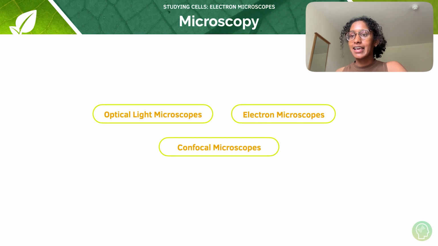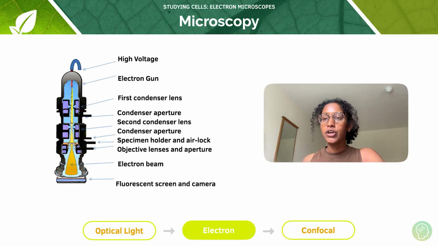So let's kick off. So in our last tutorial, we talked about how there are three main types of microscopes. Number one, optical light microscopes, which we talked about in the last tutorial. Number two, electron microscopes, which we'll talk about this tutorial. And number three, confocal microscopes. So let's talk about electron microscopy.